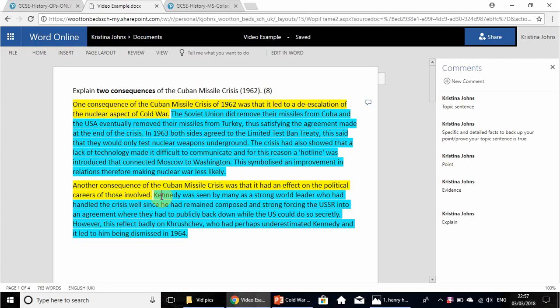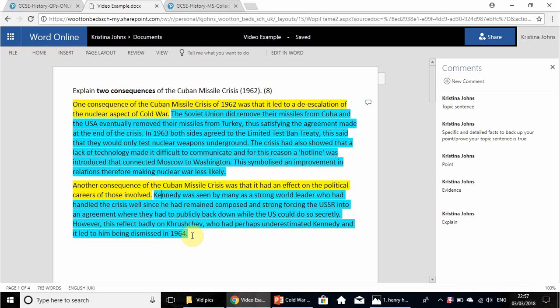Missile Crisis. And I've said Kennedy was seen by many as a strong leader who had handled the crisis well, since he had remained composed and strong, forcing the USSR into an agreement where they had to publicly back down while the US could do so secretly. So I've said what caused him to look strong. And then I've said, however, that this reflected badly on Khrushchev, who had perhaps underestimated Kennedy, and it led to him being dismissed in 1964. So I've ended on a consequence there. I don't need to do anything else.